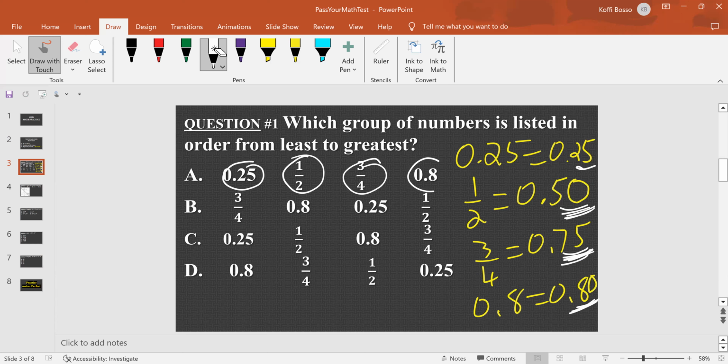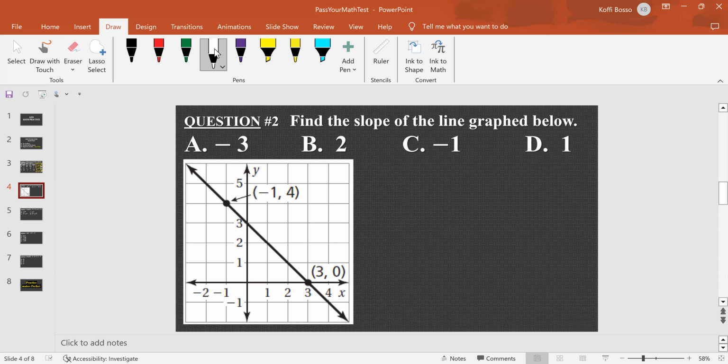Question number 2. Find the slope of the line graphed below. Slope questions usually come in the test. So when you have a question like this, understand that you can use two different methods. The first method, which I see as simple, will be the rise over run. So the slope m is rise over run.